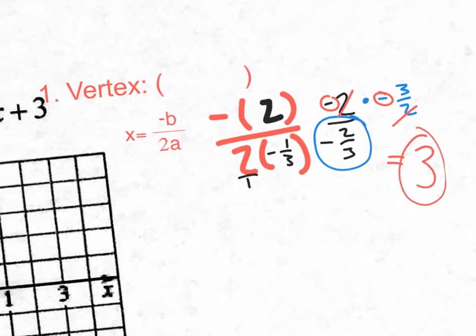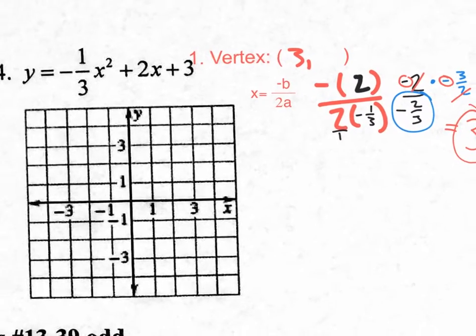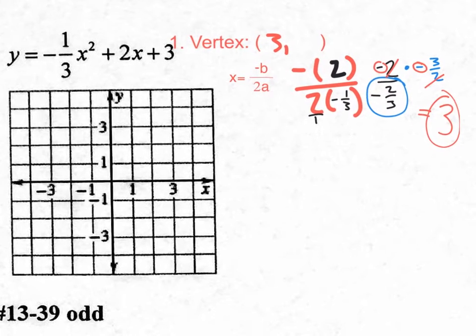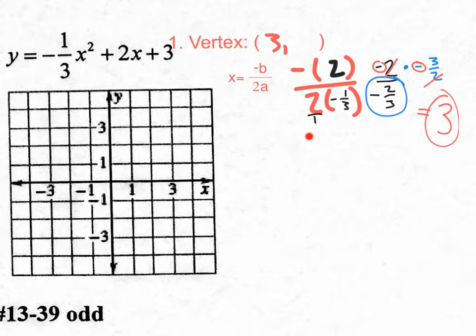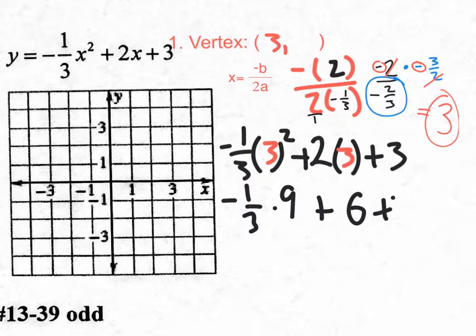Sweet, right? So the vertex x value is 3. Now we still need to find the y value by plugging it back in. So I'm going to rewrite this whole thing right here in black, but instead of x's, I'm going to put parentheses. And inside those parentheses, we're going to plug in the x value of 3. So when we work this out, we have 3 squared, which is 9. So I'm going to have a negative 1/3 times 9 plus, I might as well do 2 times 3, that's 6, and plus 3 at the very end.